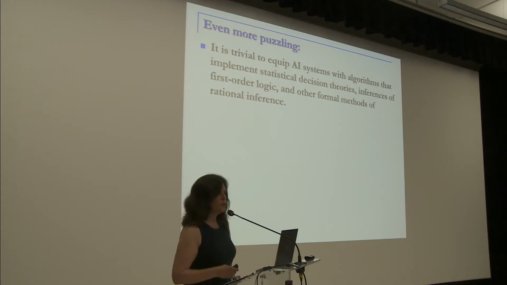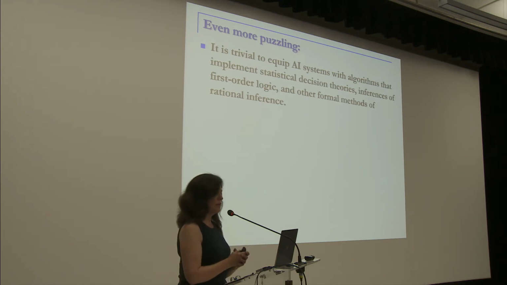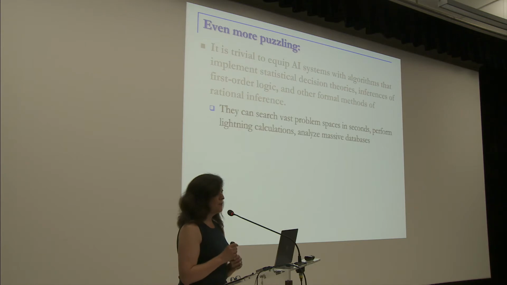How is this possible? Even more puzzling is it's trivial to equip artificial intelligence systems with algorithms that implement statistical decision theories, inferences of first-order logic, and other formal methods of rational inference. And they can search vast problem spaces in seconds, perform lightning calculations, analyze massive databases, and remember a lot more than I can ever remember.